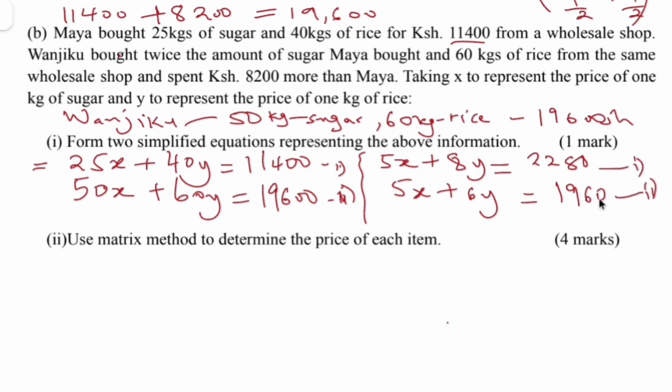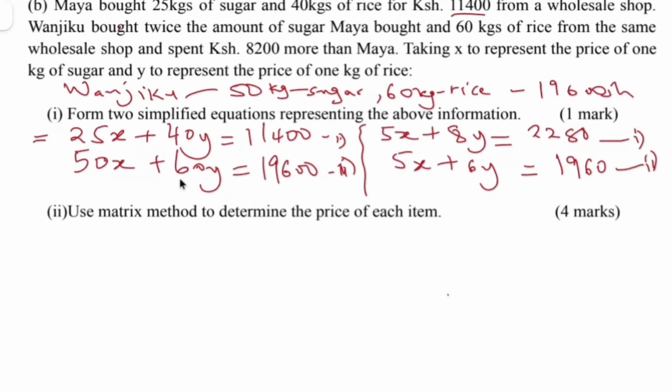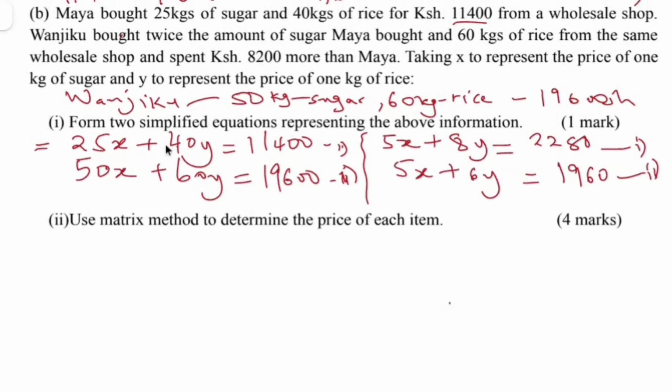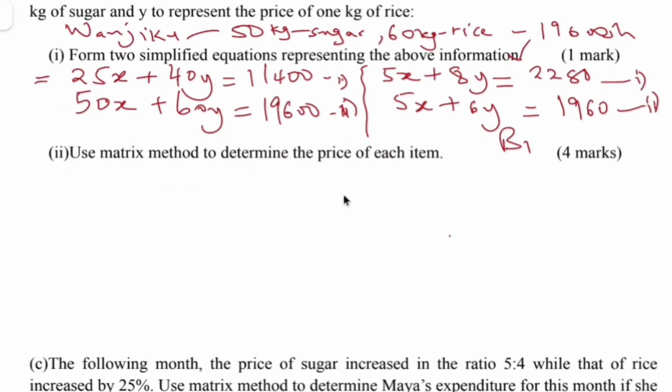You can write this, you can also write this, you just get that 1 mark. Ukiandika hii bado utapata mark yako. But it's better simplified, utapata mark yako. You have been told to simplify. So this one is your correct answer. So this is the mark.